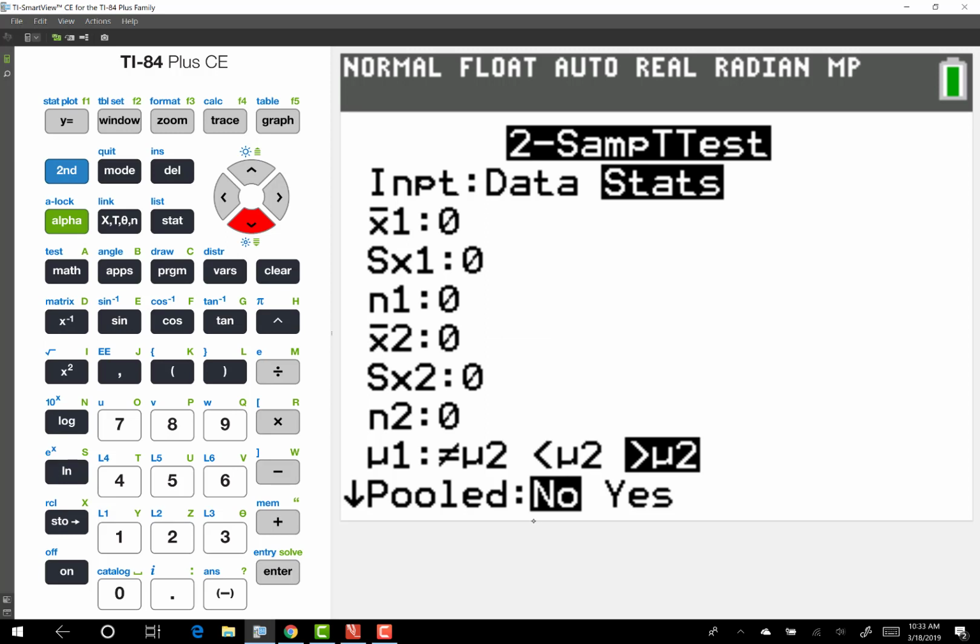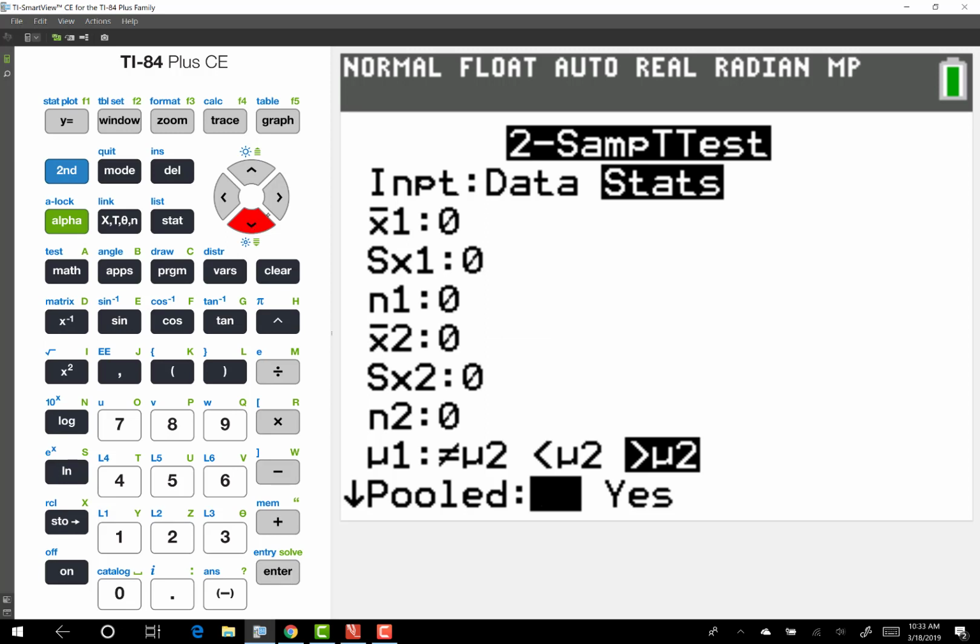And then for the pooled, there are 2 methods for doing this type of test. Some are where you pool the standard deviations and some are where you do not. We are using the method where you do not pool the standard deviations. So that should be highlighted no, just like mine is, and just leave it like that. There's no reason to ever change that. So keep it at no.